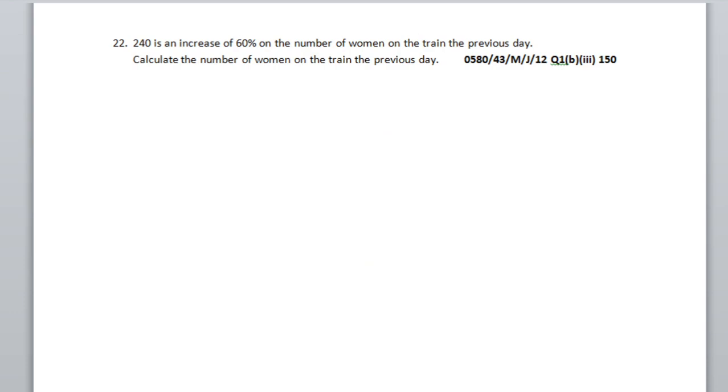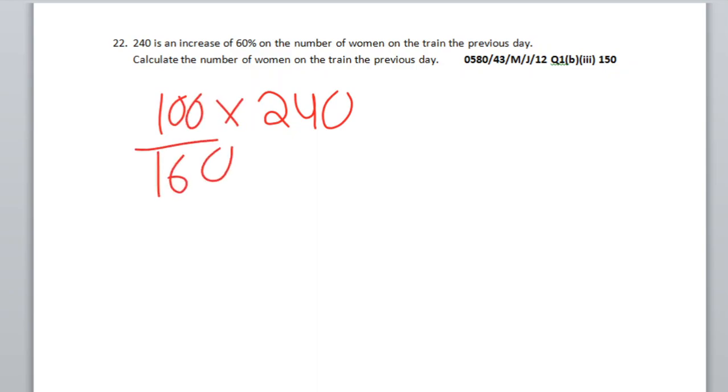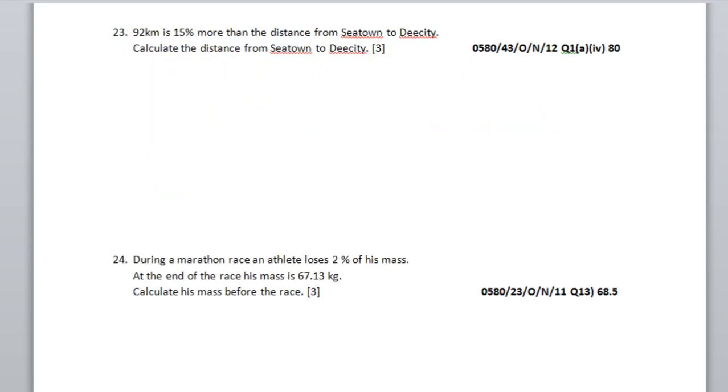Question number 22. 240 is an increase of 60% on the number of women on the train the previous day. Calculate the number of women on the train the previous day. So again, this is a case of reverse percentage. Write 240, multiply that with 100 over 160. 160 because 100 plus 60% is 160, and this will give us 150.